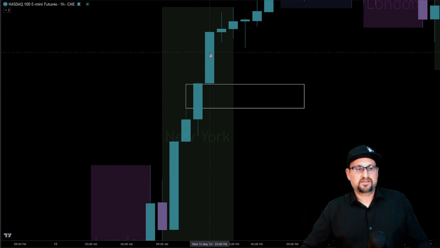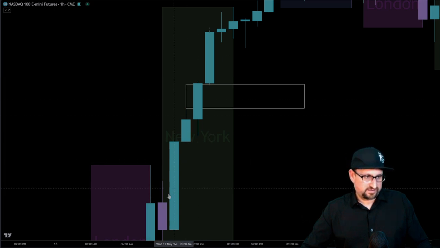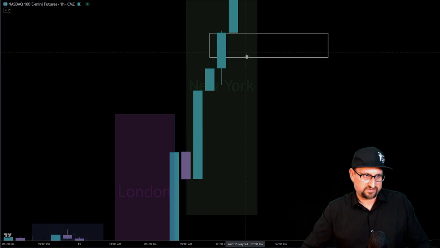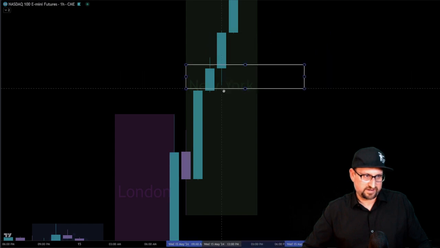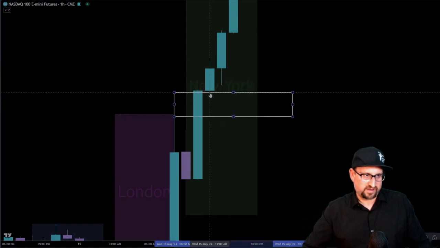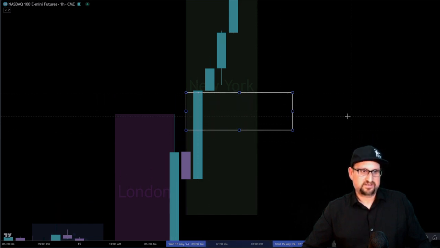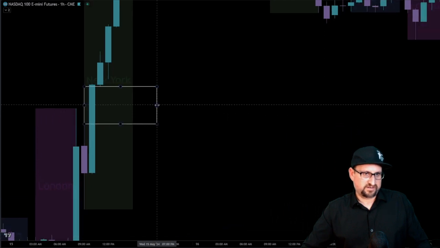Now, fair value gaps can be just like this: candle 1, candle 2, candle 3. So let's look at this one. Let's move that right there to the bottom of candle 3, to the top of candle 1, and then candle 2 is the body. So all of this right here is considered an inefficiency. Let's go ahead and stretch this one out too.